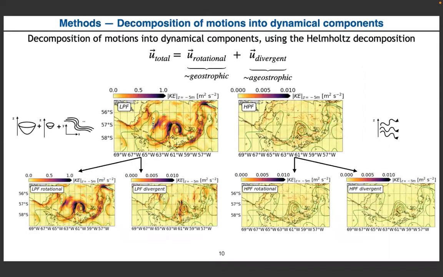Okay, and then we use another decomposition to be able to interpret the different motions in terms of governing dynamics. So we use a Helmholtz decomposition, which decomposes the horizontal velocity field into a rotational component, which is a good proxy for the geostrophic balance, and into a divergent component, which is a good proxy for the ageostrophic part of motions. So when we combine these two decompositions, we have in total 4 classes of motions at the end.